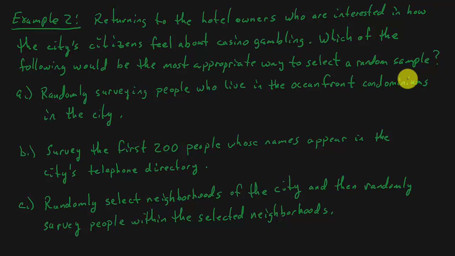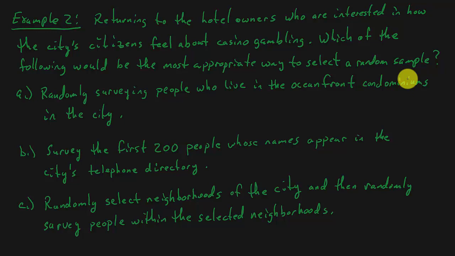So that might not be a good idea, because maybe there are a lot of hotels on that ocean front, and the property owners might not want all that traffic and noise, the casino and the gambling and all that stuff. Plus, that doesn't give every citizen an equal chance of being selected, because you're going just to that ocean front.